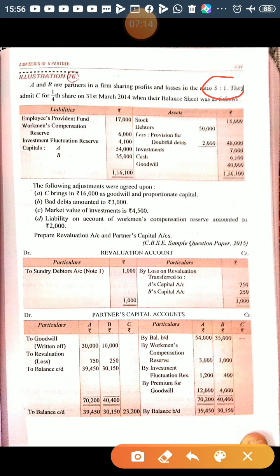First, C brings in 16,000 as goodwill and proportionate capital. Now see, they have written proportionate capital but not given the amount he is bringing. That you have to calculate. Now second adjustment, bad debt amounted to rupees 3,000, means debtor is involved. Market value of investment is 4,500. Again, investment is involved, and this will be considered in IFF. Liability on account of workmen compensation reserve amounted to rupees 2,000. So workmen compensation is involved. We will take one by one.